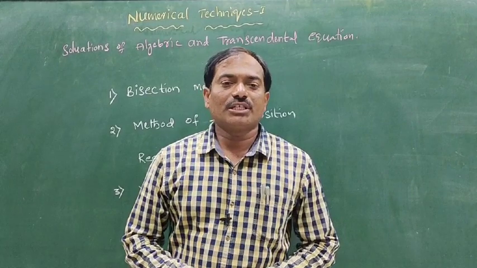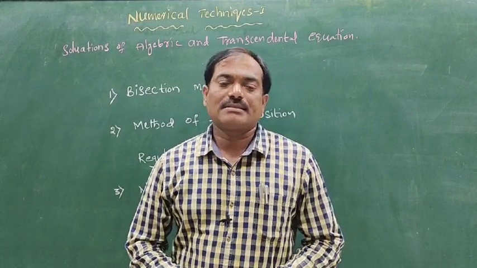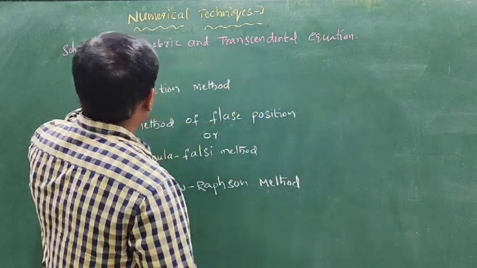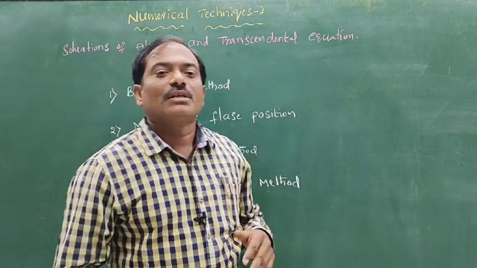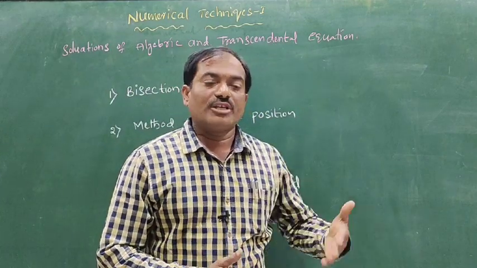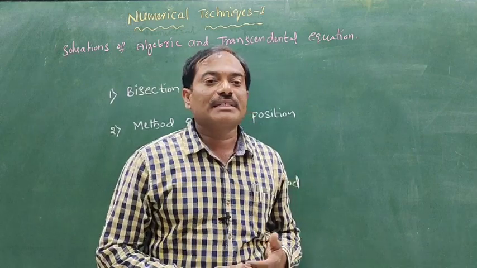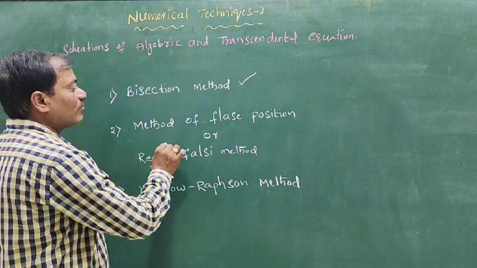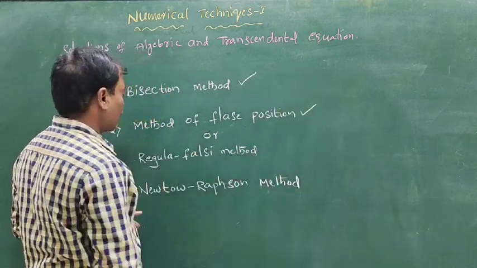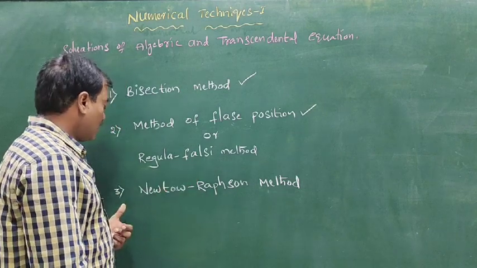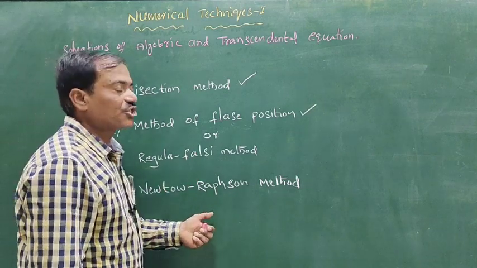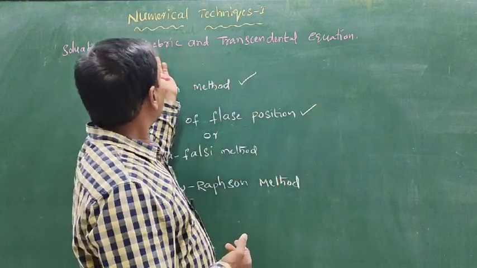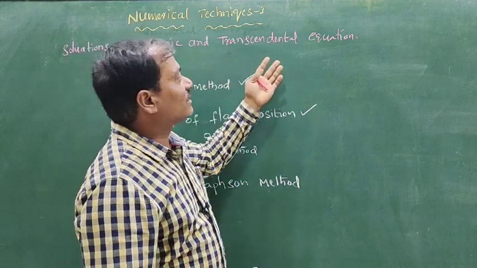In this chapter we shall discuss some of the numerical techniques. Now we have to discuss some of the numerical methods for solving algebraic equations and transcendental equations. In the numerical methods, we have three important types of methods. The first one is the bisection method, the second one is the method of false position or regula falsi method, and the third one is the Newton-Raphson method. These three methods are the numerical methods for solving algebraic and transcendental equations.